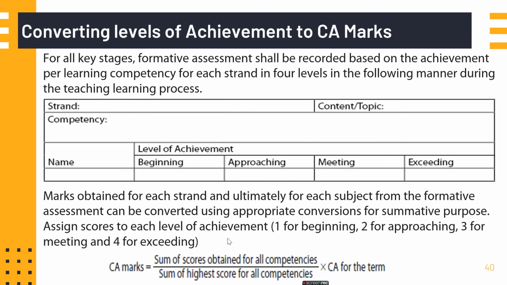How we do that is by assigning scores to each level of achievement. That is 1 for beginning, 2 for approaching, 3 for meeting, and 4 for exceeding. And then we add up that. So we use the formula CA marks is equal to the sum of scores obtained for all the competencies that are covered for that term, and then divided by the sum of highest score for all the competencies covered times the CA for the term.